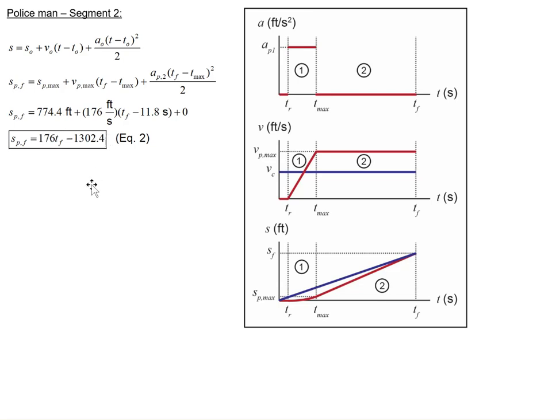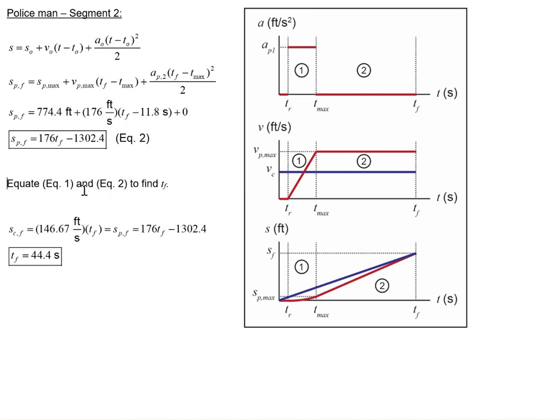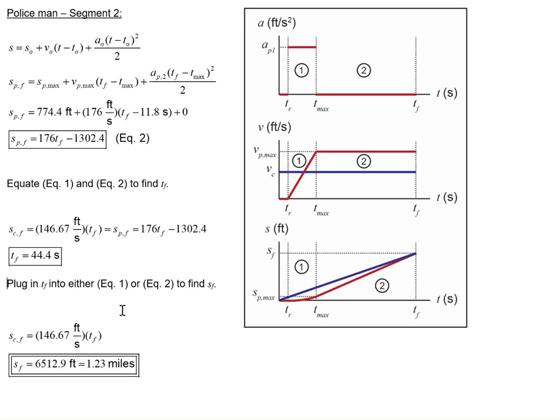All right, now we have another equation. So we have an equation for the position of the car and an equation for the position of the policeman. So we're going to equate those two. They'll be equal when the police car catches up, and solve for T final. Then we can take that T final and plug it back into either equation 1 or equation 2. And we find that it takes 1.23 miles for the police car to catch up.